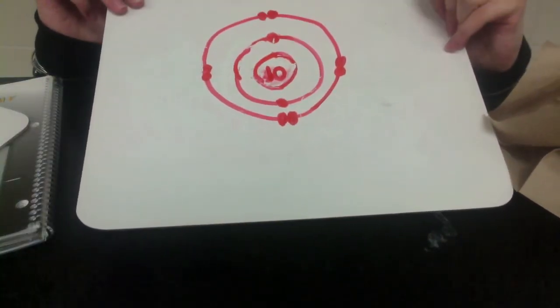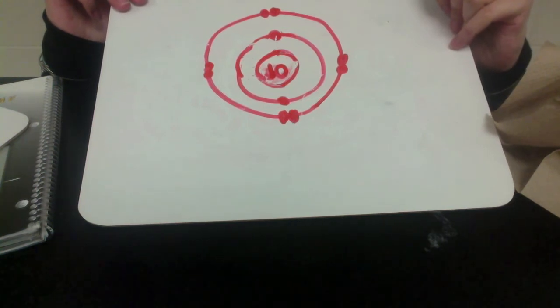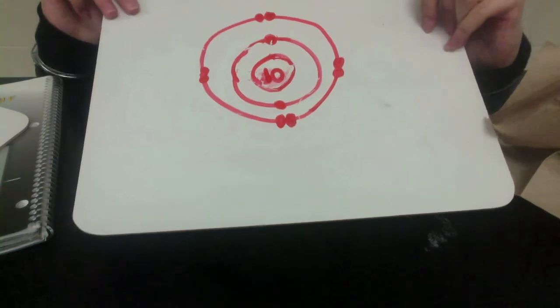As shown, neon then fills up the second shell of it. As shown in the diagram, neon with 10 electrons fills up the second shell.